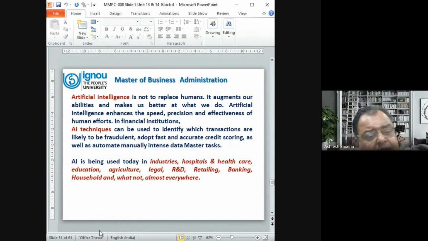Artificial intelligence enhances the speed, precision, and effectiveness of human efforts in financial institutions. Artificial intelligence techniques can be used to identify transactions that are likely to be fraudulent, adopt fast and accurate credit scoring, as well as automate manually intense metadata master tasks. Artificial intelligence is being used today in industries, hospitals, healthcare, education, agriculture, legal, R&D, branding, retailing, household, and what not, almost everywhere.